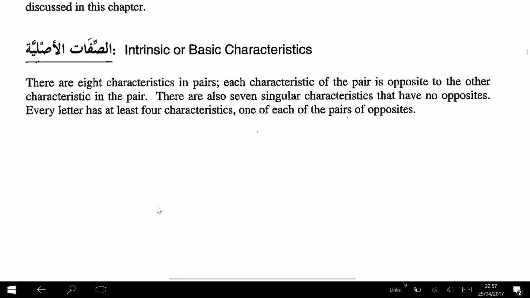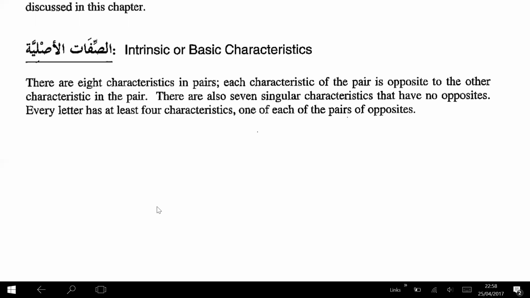So let's begin with intrinsic or basic characteristics, which is sifatul asliyya. These are 8 and they are in pairs. You have 8 characteristics, they're all in pairs, and each is the opposite of the other. Like white, if I'm saying white is a characteristic, the other is black, which is the opposite. So white and black is one pair. Also, you have 7 characteristics which do not have opposites. The 8, I said, are in pairs, they have opposites. Additionally, there are others which don't have their opposites, they are by themselves.